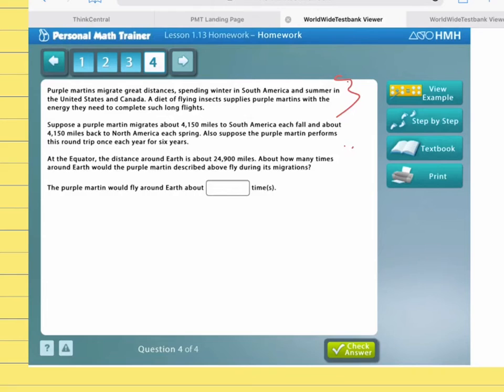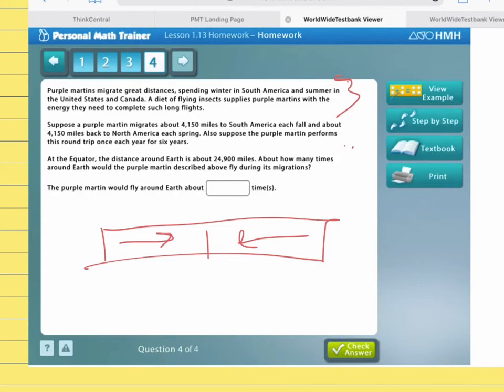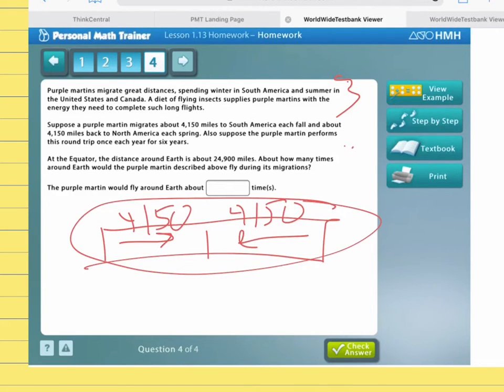Suppose a purple martin migrates about 4,150 miles to South America each fall and about 4,100 miles back to North America each spring. So just drawing that, you'd have the migration to and then the migration back. Each one of those would be 4,150 miles. Also, suppose purple martin performs this round trip each year for 6 years. They're going to do this 6 times.